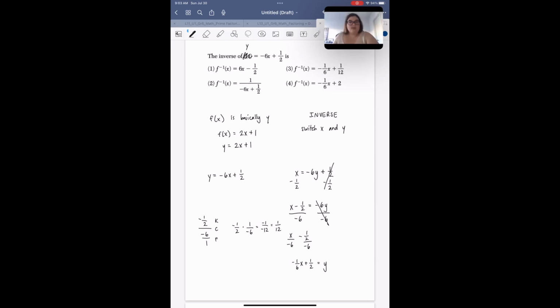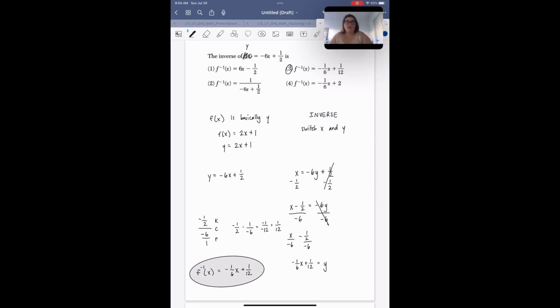The last thing is now we just have to put it back into function notation. So because this is an inverse, instead of being f of x, it's going to be f to the negative 1 of x, which indicates an inverse. And there you have it. The answer here, oh, I wrote it wrong. There we go. I found 1/12 and then I didn't write it. Classic. The answer here is 3.